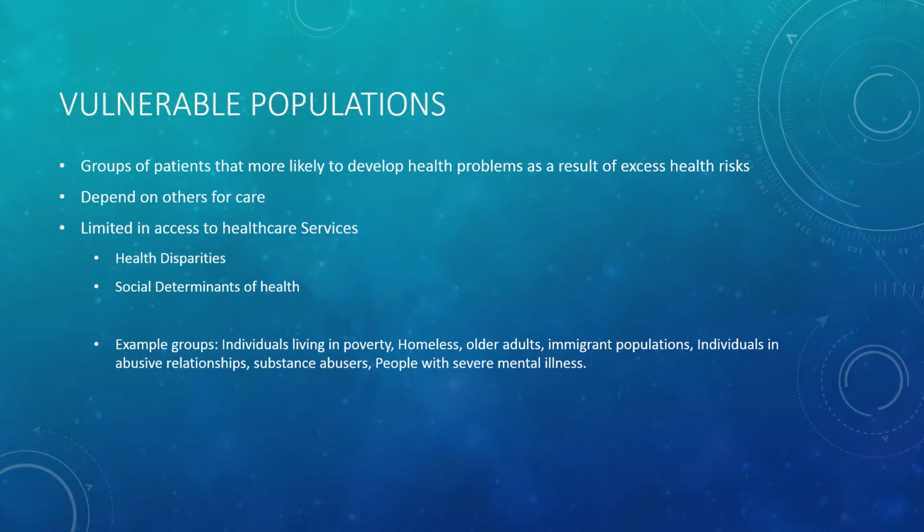They're usually dependent on others for care. They have limited access to healthcare services, such as health disparities or social determinants of health, like we talked about in our Healthy People 2020 lecture. So examples of these vulnerable populations may be individuals living in poverty, the homeless, older adults, immigrant populations, individuals in abusive relationships, substance abusers, and people with mental illness.